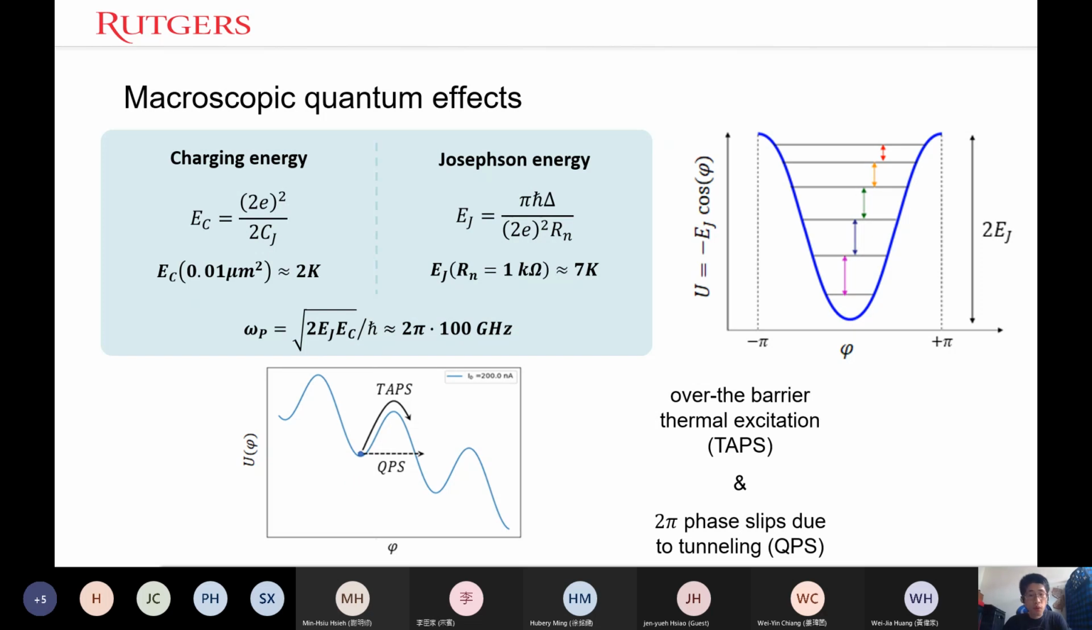However, if we have EJ approaching EC, which means the barrier is lower and lower, then we have a rather shallow potential trap in this phase coordinate. Then we need to take into account this phase slip event. By the way, this phase picture is just one side of the coin to describe a Josephson system. The other side of this picture is using the number of Cooper pairs, as introduced in charge basis qubits, such as transmon qubits.